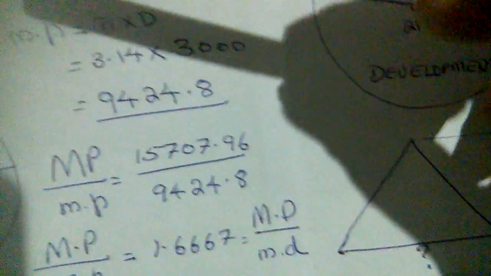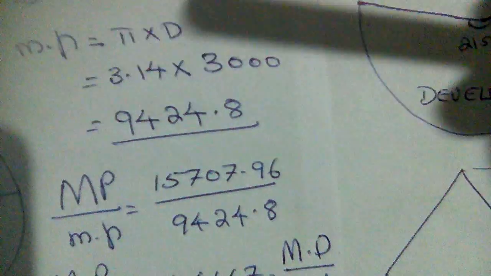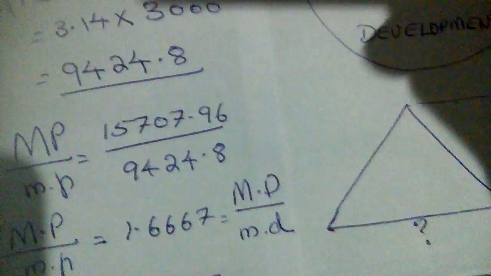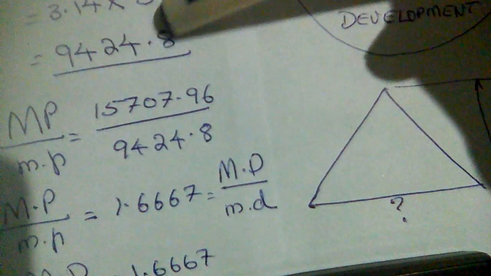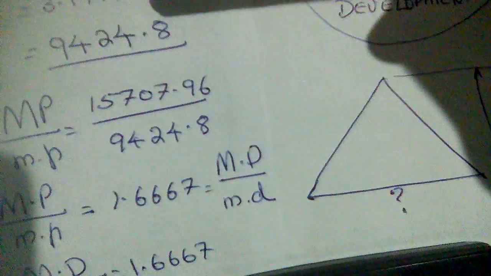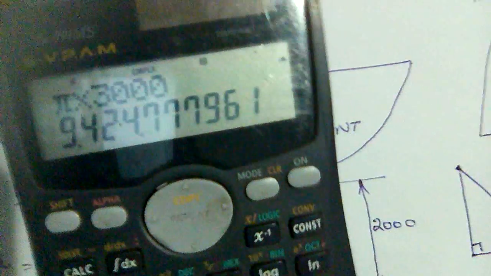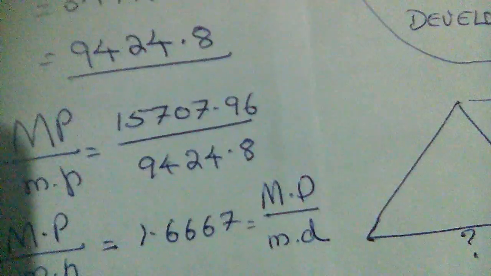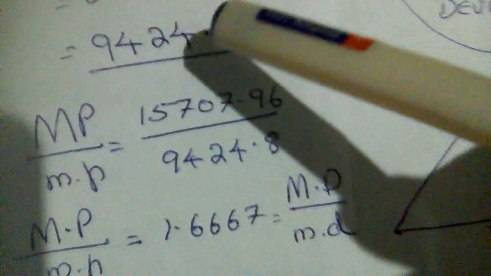So for finding the minor perimeter we use the formula pi d. Pi is 3.14 and the diameter is 3000. If we multiply these two we will get 9424.8. We shall just check it in the calculator. Pi into 3000 is equal to 9424.8. What is this? This is the minor perimeter.